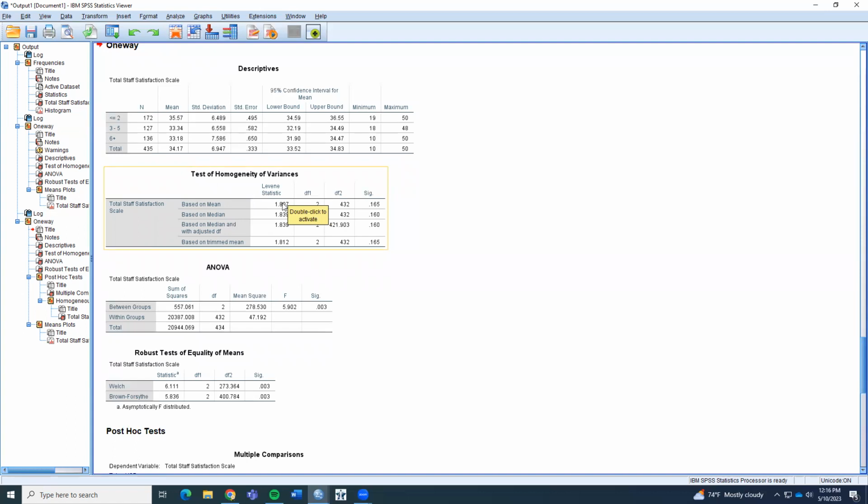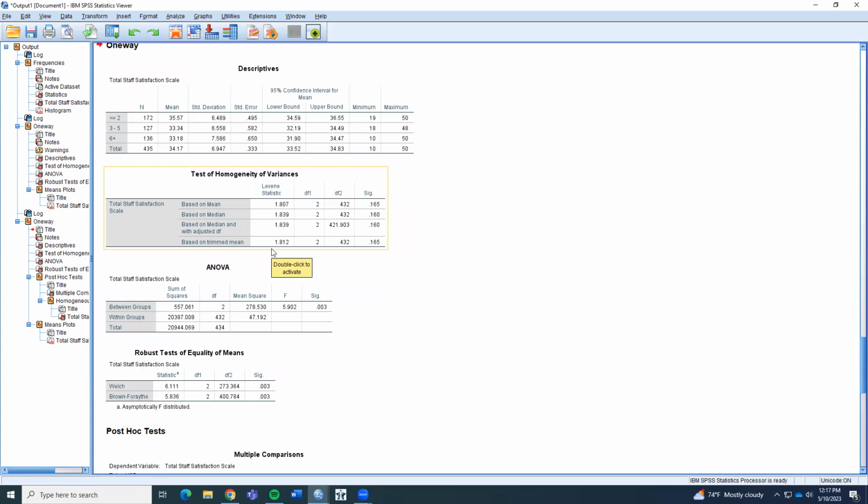All right. Here is my Levine statistic. And it is under the test of homogeneity of variances. And I had written myself a note about that, and then I totally forgot it. Okay. So if this list of numbers under the Levine statistic are greater than 0.05, assumption number 4 is met, and we can see that they all are. They're all greater than 0.05.